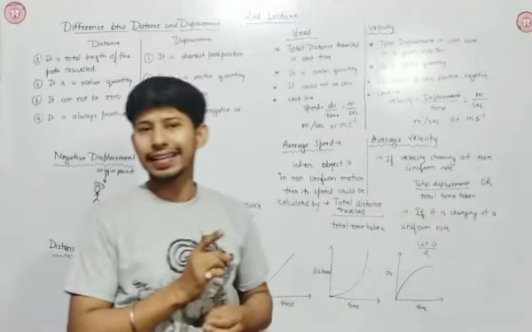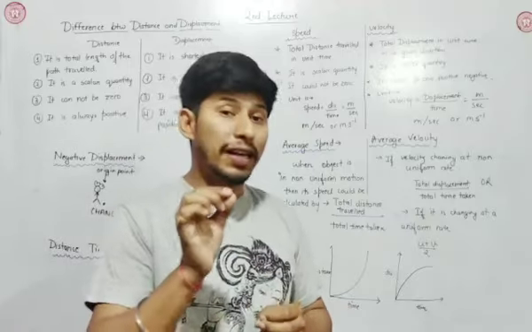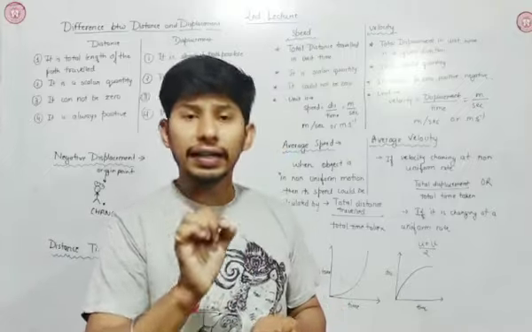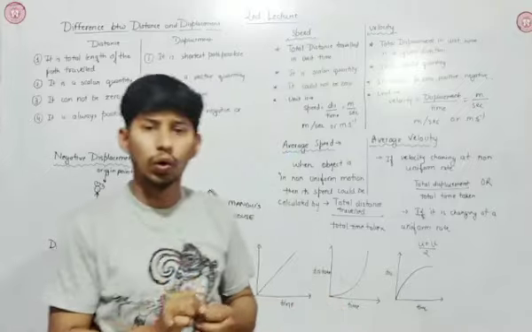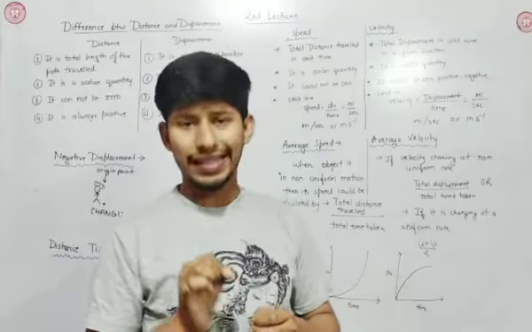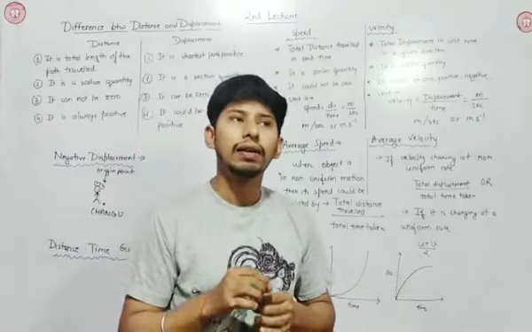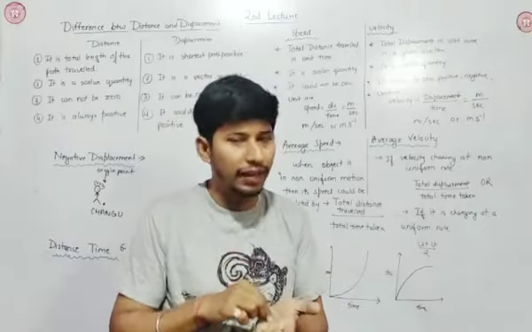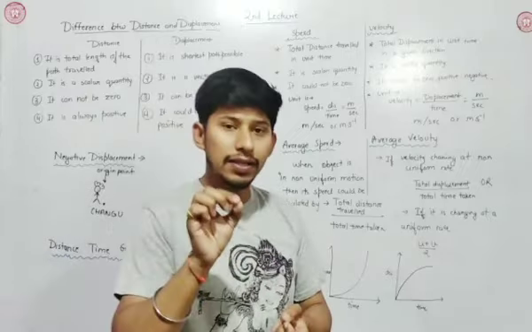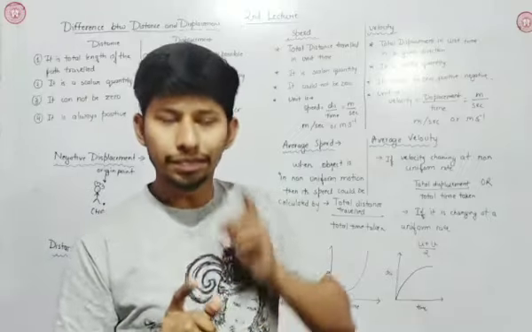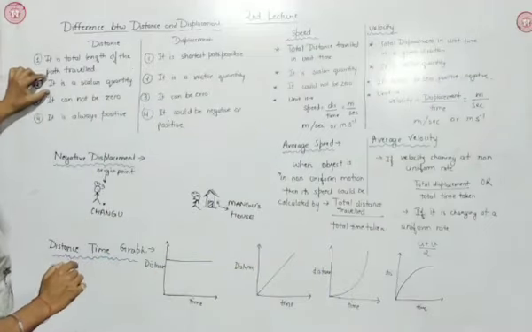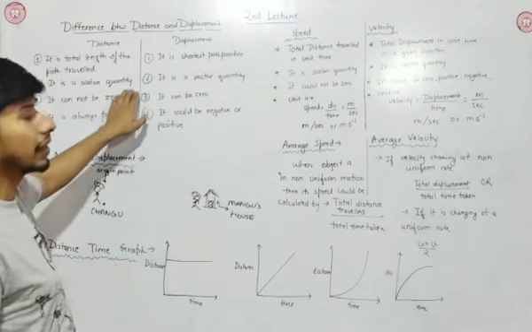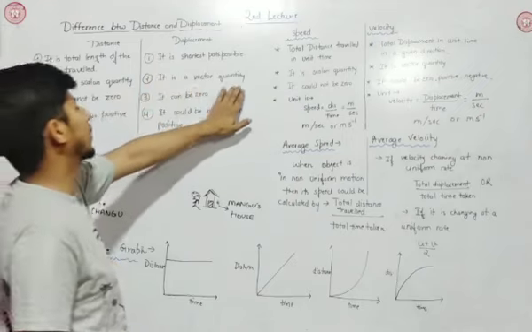As I told you in my last lecture, displacement is the shortest distance between initial and final position. When you come back home, your initial and final position is the same, means you are in the same place. So the distance between the initial point and final position is 0. Now we will discuss distance. It's a scalar quantity, and displacement is a vector quantity.